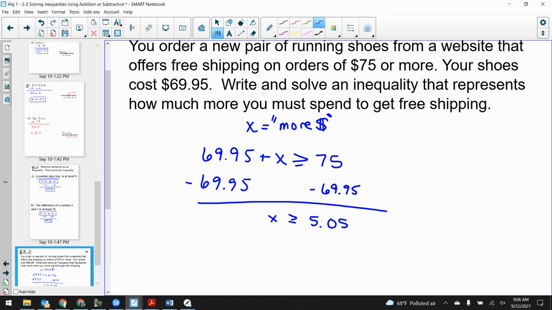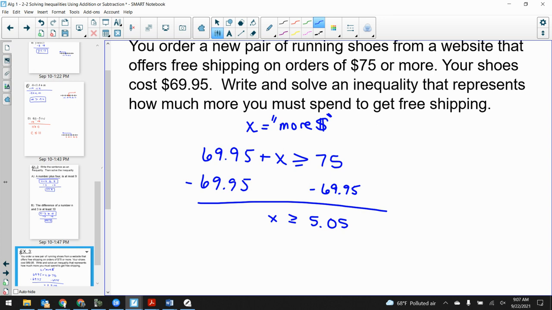Now, when we do word problems, it's going to be even more important to state your answer. So what is my answer to my problem? State it carefully. You must spend at least $5.05. Good. And I'm glad he said at least, because that's the part that people don't usually do.